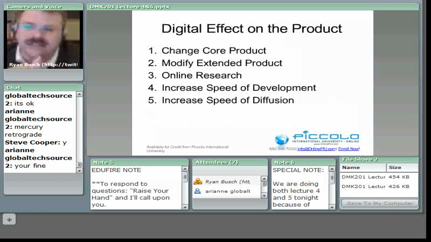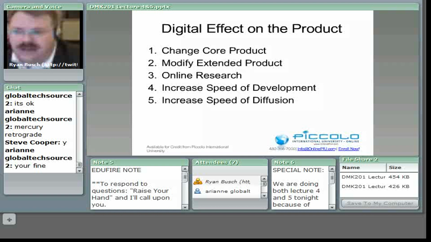So let's start at the top and talk about changing the core product. The core product is really the very base level of what you're working with. The example that I might be able to give you is the software QuickBooks. Originally, QuickBooks was a software that you purchased in a box, called box software, and you would install it on your computer and you would run this program from your computer in isolation from the rest of the world. That's the core product.